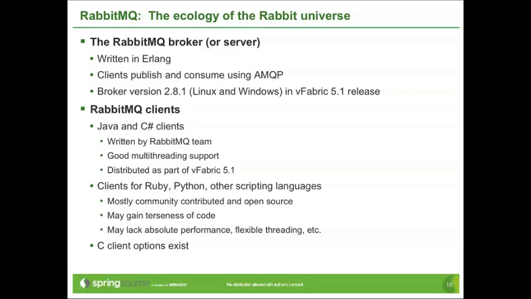There are also clients for Ruby, Python, and other scripting languages, and these are mostly community contributed. They're all open source. You can often write simpler, smaller, more expressive code in these scripting languages, but you're certain to get less absolute performance because of the interpreters those languages run in. You're likely to be restricted in what you can do with concurrency and asynchrony and so on, again, due to the limitations of those languages. And there are various options for writing clients in C if you're doing mobile or embedded or device or resource-limited applications.